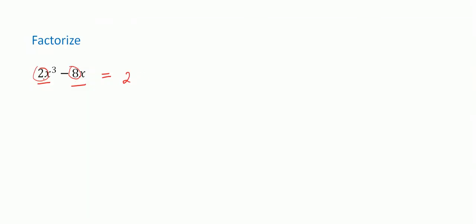Now if you look at the two terms, we have x cubed and we have x. So the HCF of x cubed and x is x. So we're going to put open brackets x squared minus 4. Now you can do a quick check: 2x multiplied by x squared will give us 2x cubed, and 2x multiplied by minus 4 will give us minus 8x.